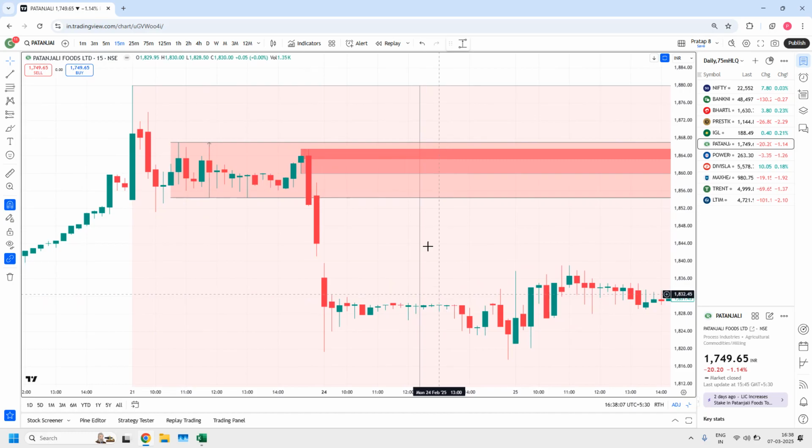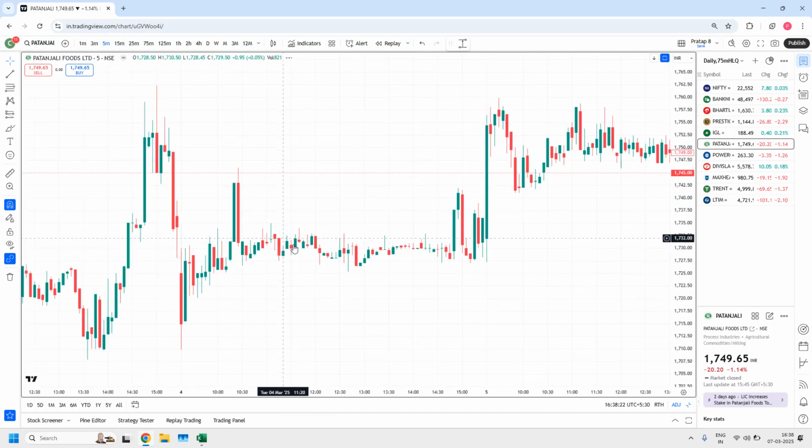Look into the 15 minute zone. You have a rally candle, you have a base candle, you have a drop candle, follow-through candles. So this is a fine-tuned 15 minute zone. Inside the fine-tuned 15 minute zone, you should find 5 minute zone. So let's go to the 5 minutes time frame.